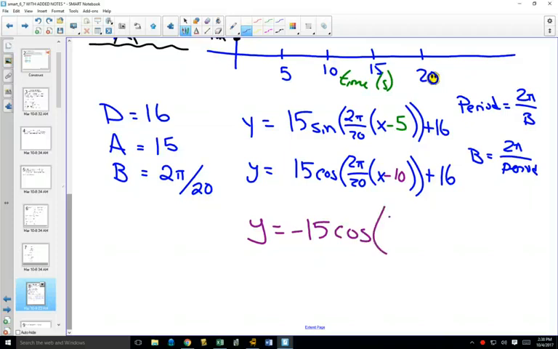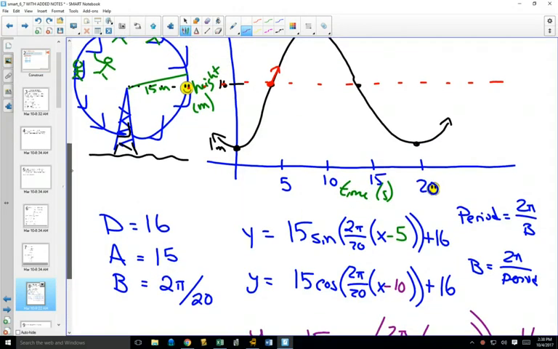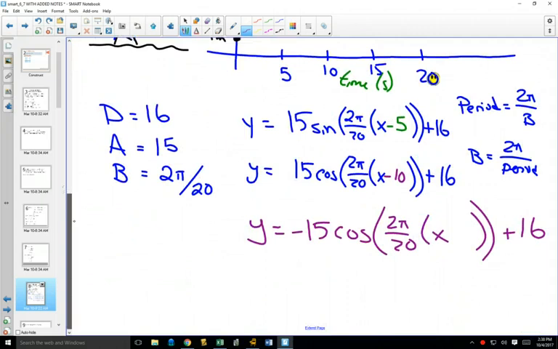Why do you think someone would like this one? I'll leave space. What's nice about the negative cos graph? It starts at the bottom, which is starting at 0. So I wouldn't even have to add anything in here if I didn't want to. I can go plus 0. It's not wrong to write plus 0. But that would be another graph. Yes?